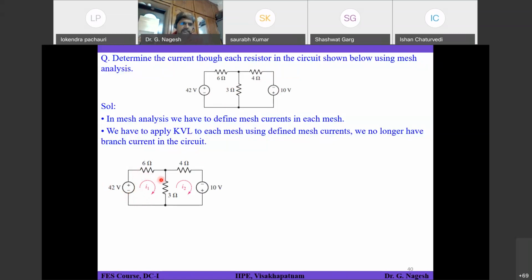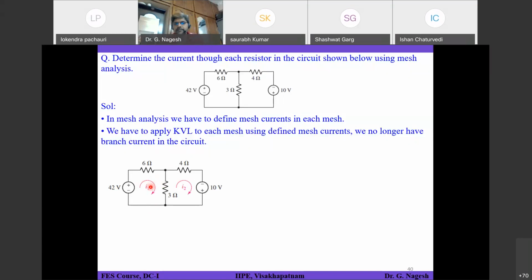Next, if you come to this point, since the mesh current is flowing in this direction from top to bottom, plus will be considered here. So plus 3 into I1 minus I2, because I1 is trying to flow from top to bottom, I2 is trying to flow from bottom to top. So those two mesh currents are opposite to each other. Since you are considering mesh 1, its mesh current is considered as superior. So you will have I1 minus I2 into 3 ohms. I hope I am clear. Is it clear to everyone? Yes, sir.